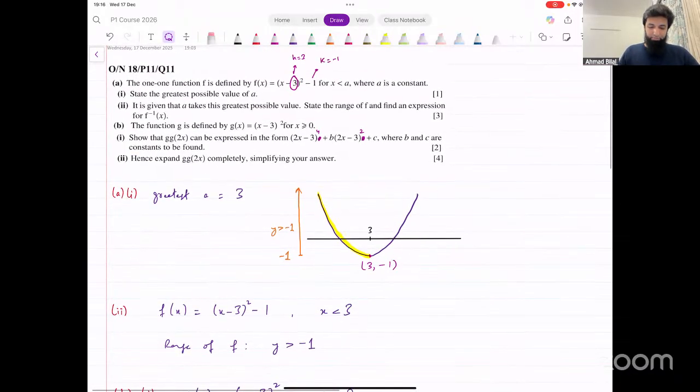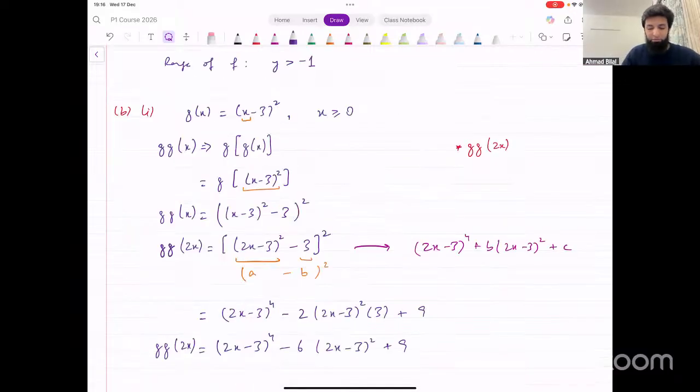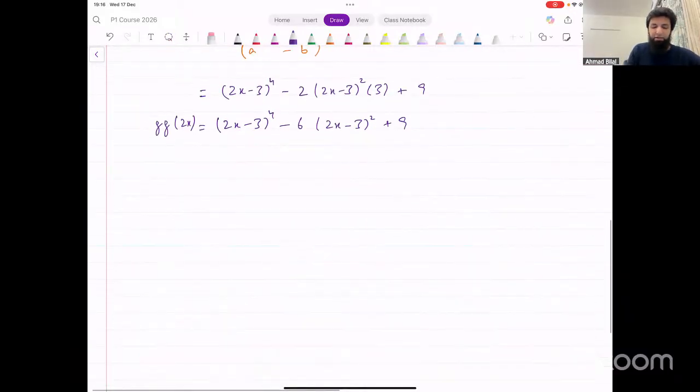Okay. That was B1. Let's have a look at B2 now. It says, hence expand this completely, simplifying our answer. That's 4 marks now for some reason. We need to expand this thing. How do we do that? That requires binomial. And that's why it's 4 marks now, because we need to expand this thing and then also expand the rest of them and simplify everything.